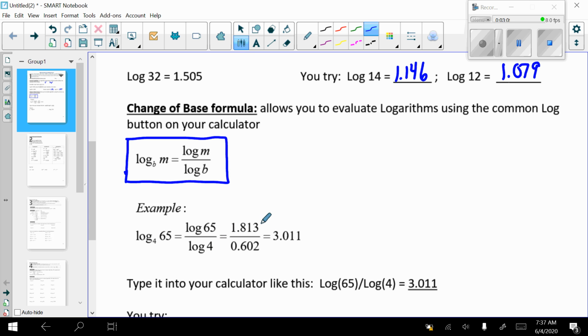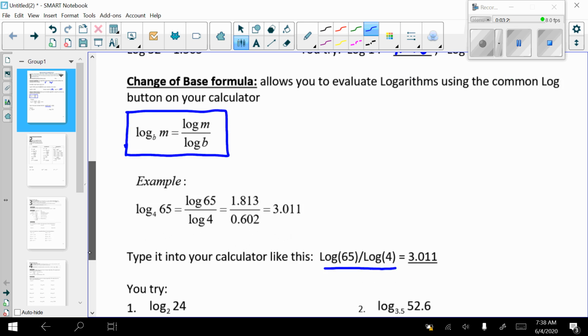And you would just plug those in the calculator separately. What is log of 65? You get 1.813. What is the log of 4? You get 0.602. And when you divide that out, you get 3.011. And you can see right here, you could type it in your calculator like this, the log 65 divided by log of 4 to get that answer.